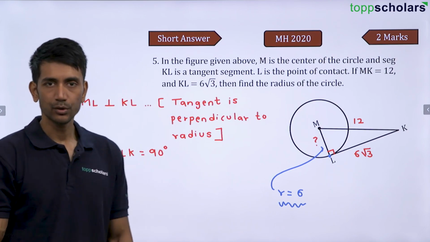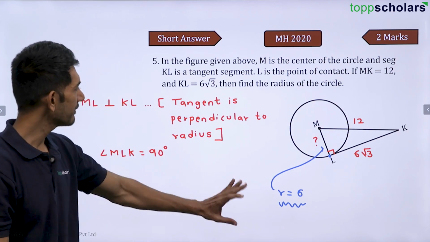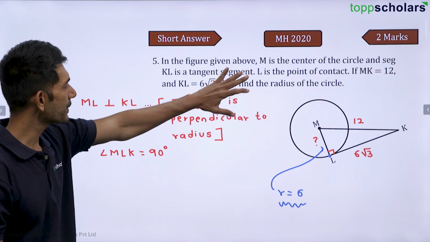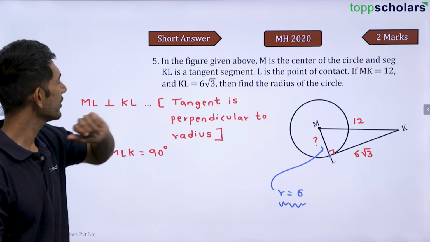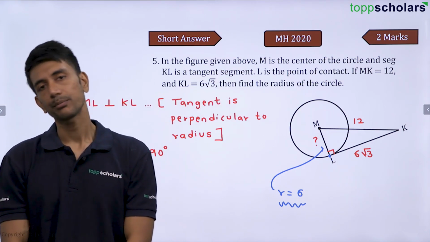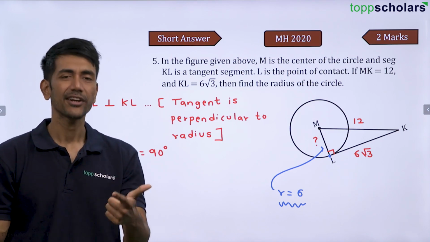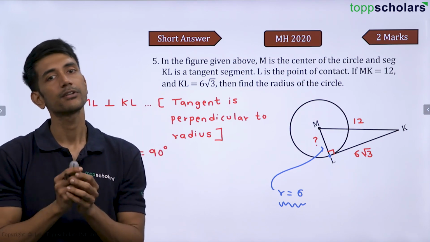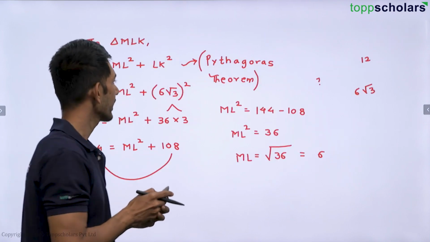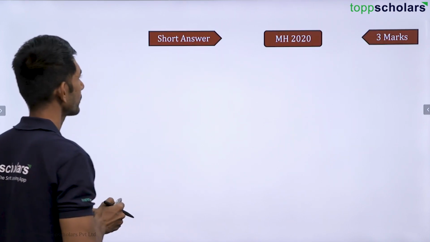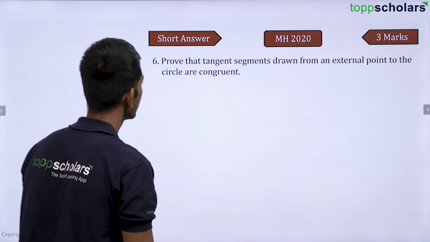I hope this question is clear to all of you. You've understood this basic Pythagoras theorem. What was the concept used here? The concept was tangent is perpendicular to the radius at the point of contact. Tangent and radius, they are always perpendicular, please remember. Correct? Okay, let's continue. So here we have a new question.